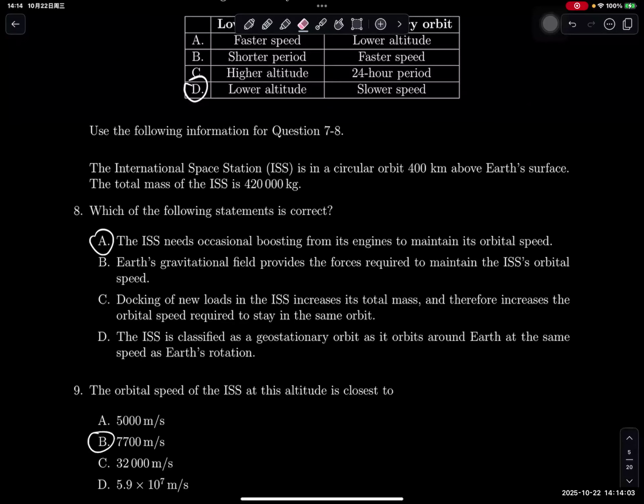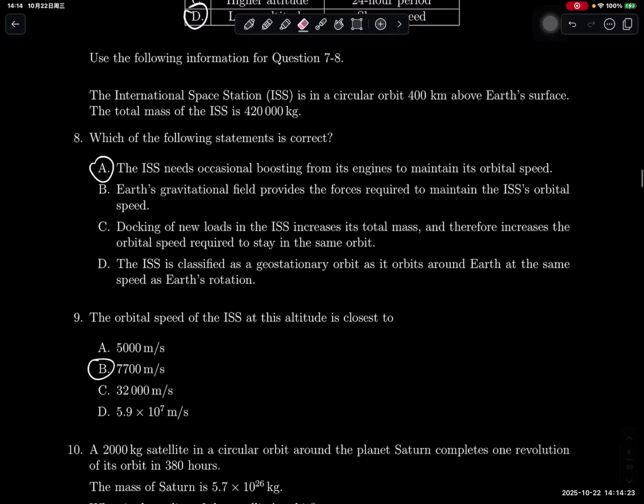The International Space Station (ISS) is in a circular orbit 400 kilometers above Earth's surface. Which of the following is correct? The ISS needs occasional boosting, because it's in low Earth orbit and you have orbital decay happening. So A is the choice.